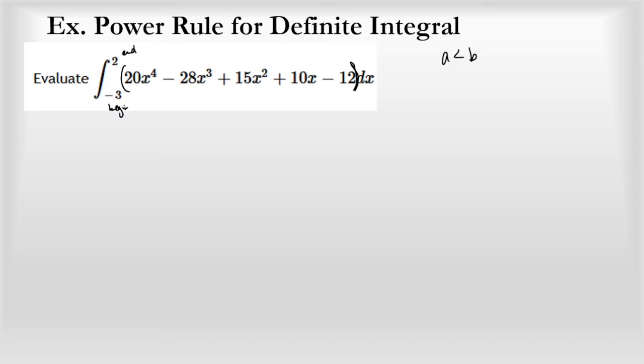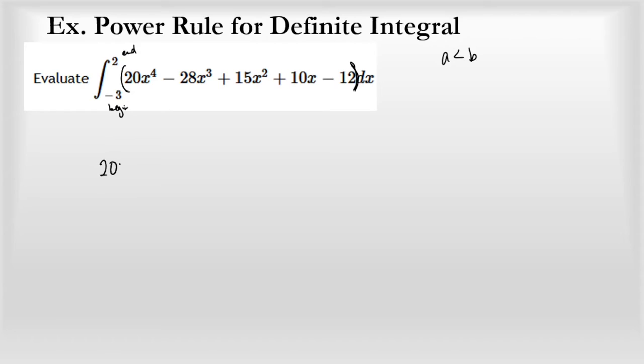So we're going to evaluate from -3 to 2 this function dx. I'm going to do this a little bit quickly. I'm not going to rewrite any of this in order to make it a little bit simpler. I'm just going to go term by term.